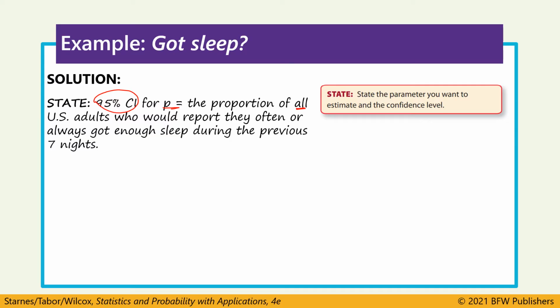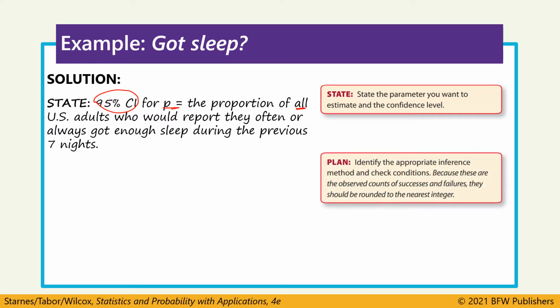Remember, when we're making a confidence interval, we're using the results of a sample. In this case, it's the 48% of the 1,029 adults in our sample. And we're using that to get some kind of estimate about the whole population of all U.S. adults without actually having to go and talk to all U.S. adults.